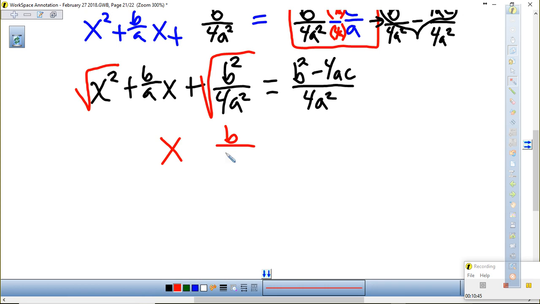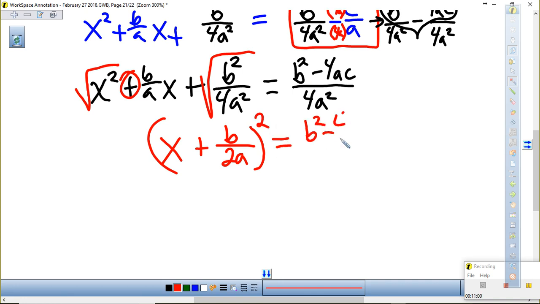B over 2a. What is the square root of 4? What is the square root of a squared? A, sign of the middle term, and all that to the second power. Bring everything else down: b squared minus 4ac over 4a squared.